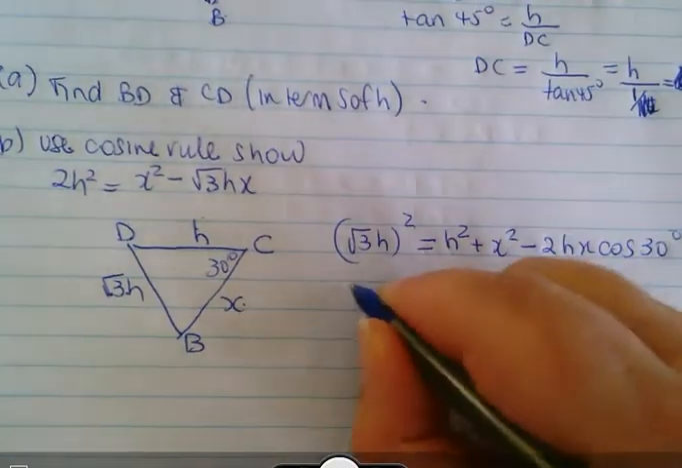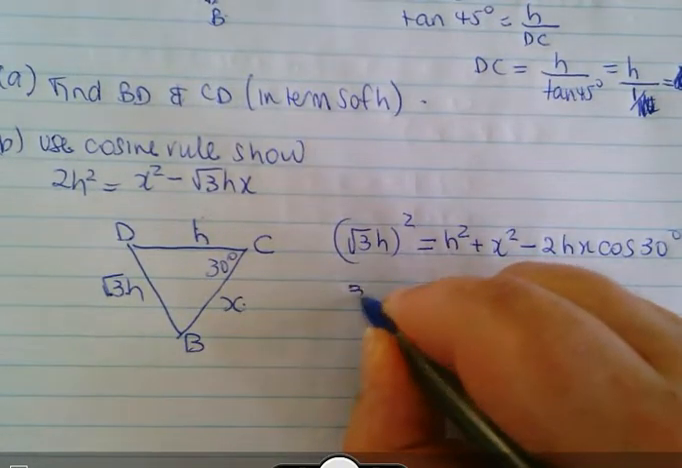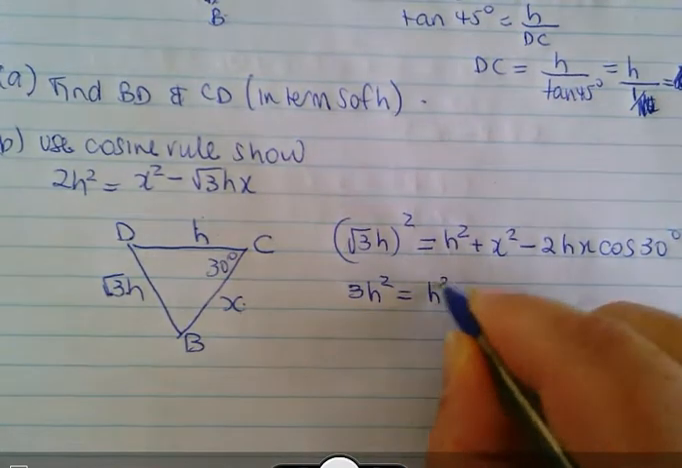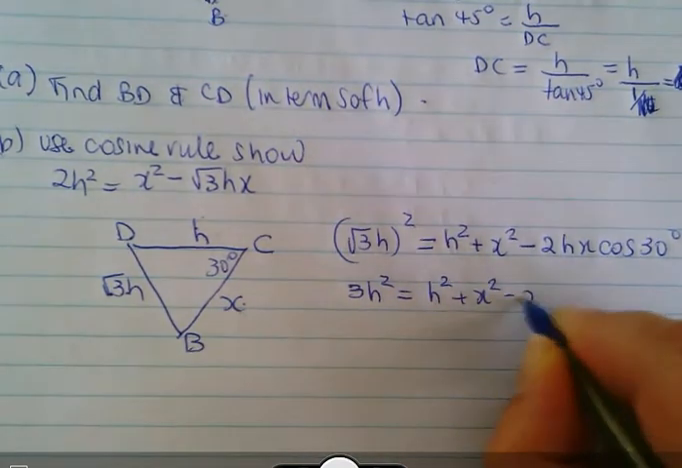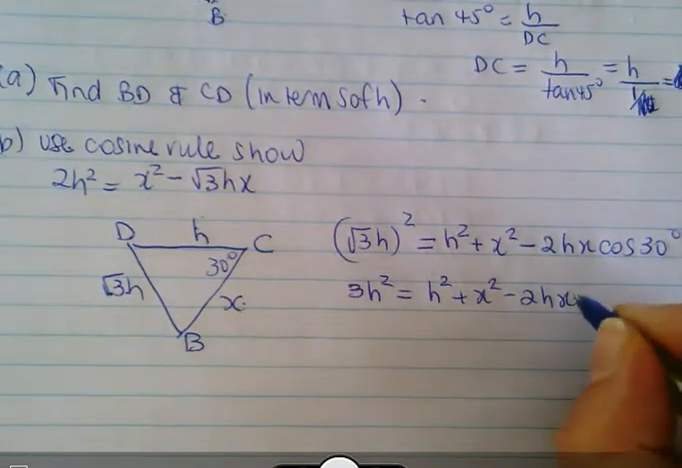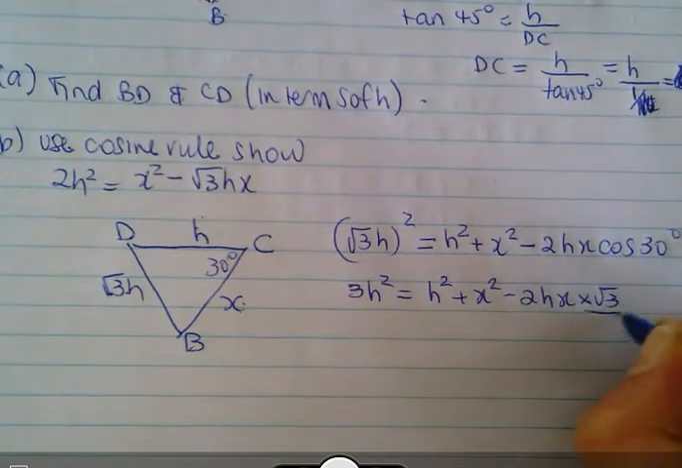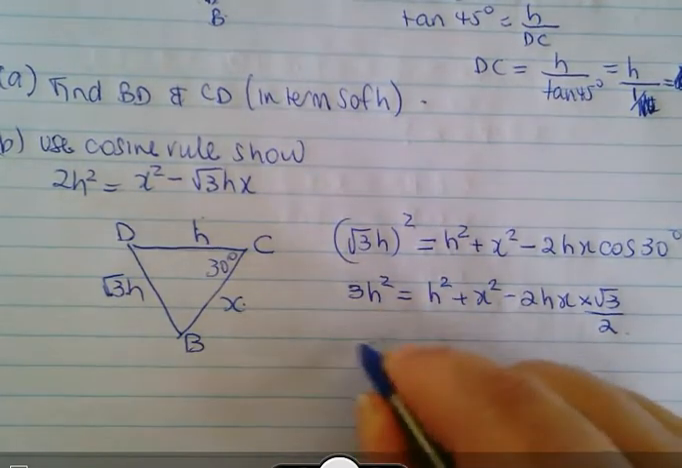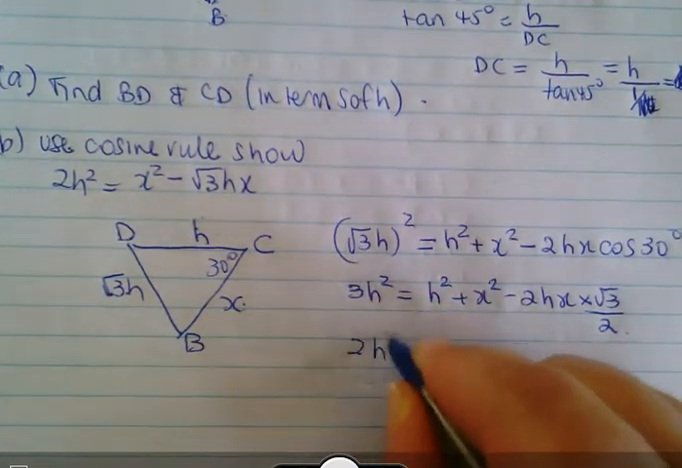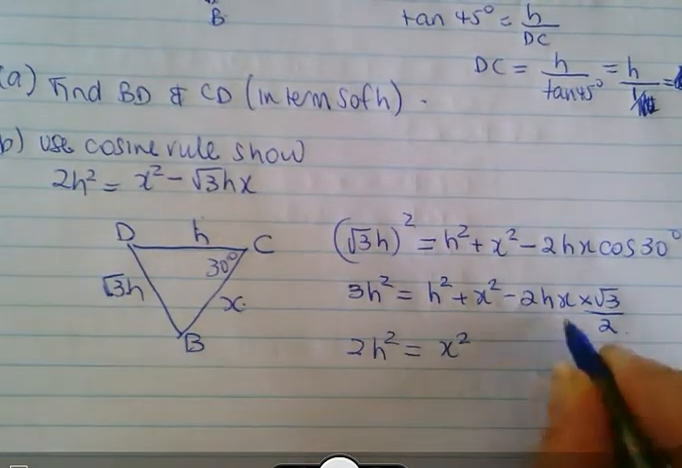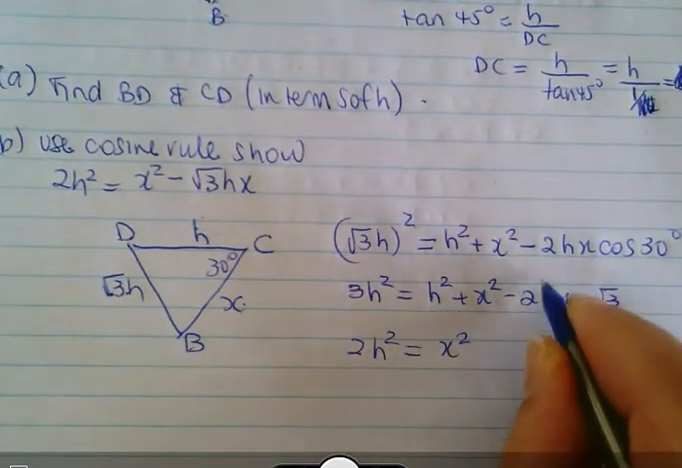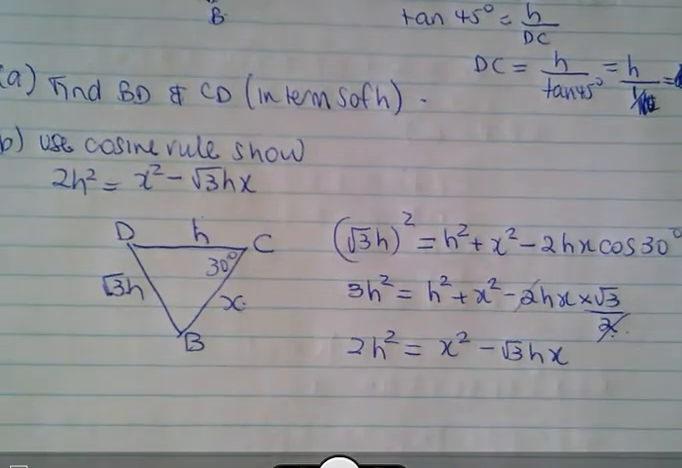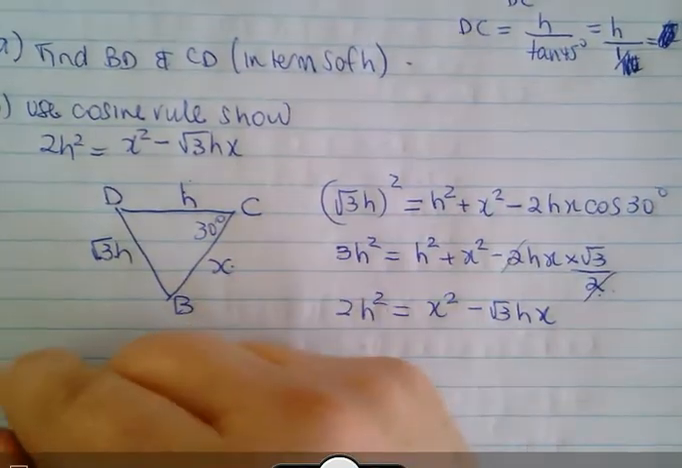Okay? So we've got root 3h squared, isn't that just 3h squared equals h squared plus x squared minus 2hx. What's the cos of 30? Times root 3 on 2. So here's our 2h squared. So 3h squared minus h squared is 2h squared equals x squared. Now the 2's cancel, don't they? Minus root 3hx. So we've got that.